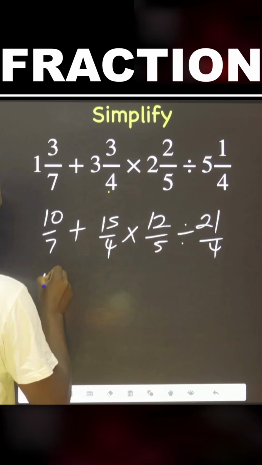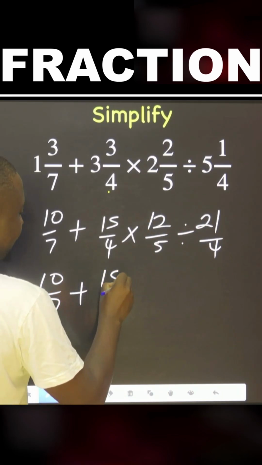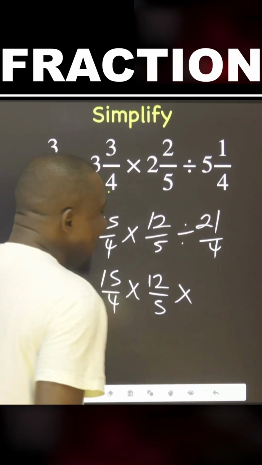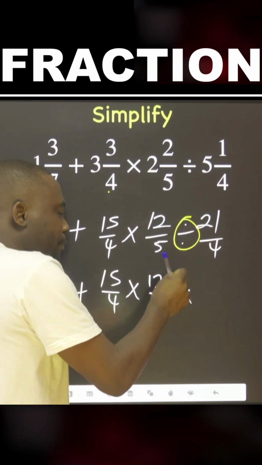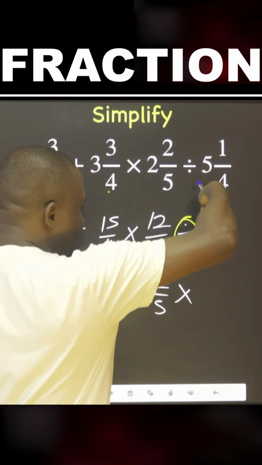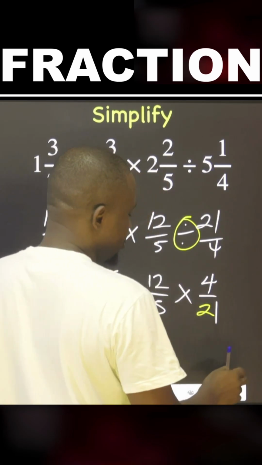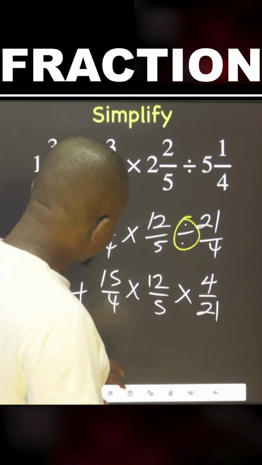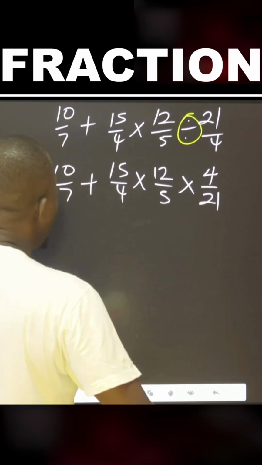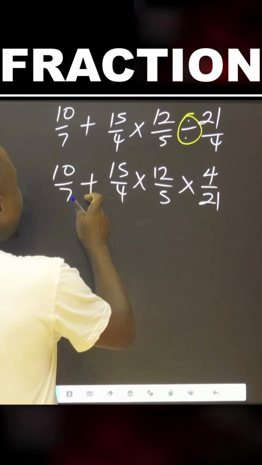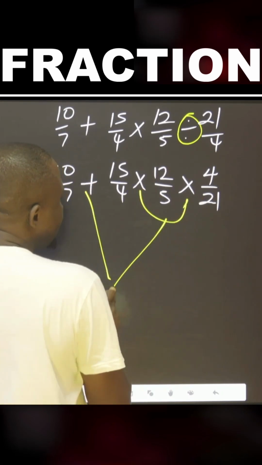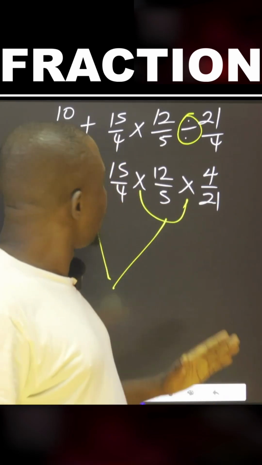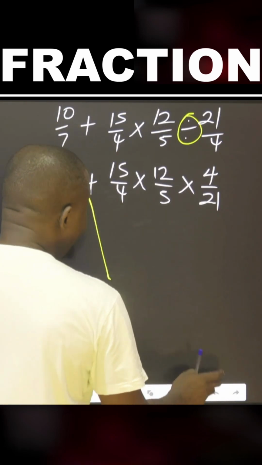Let's go for division. 10 over 7 plus 15 over 4 multiplied by 12 over 5 multiplied by, when you turn this to multiply, you have to turn this to say 4 over 21. Okay? Please use the BODMAS. Don't lose guide, okay? Let's continue. Now, we have between plus and multiplication. According to BODMAS, we have multiplication before addition. So we go for multiplication.